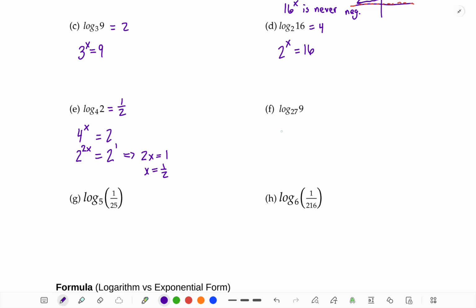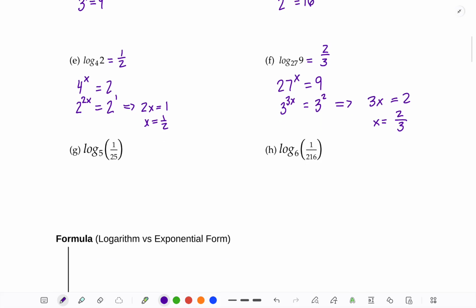Log base 27 of 9. That's 27 to the x power is equal to 9. This time, I can't just change the 27 because 27 and 9 can't be written the same. But I can change both of them because 27 is 3 cubed and 9 is 3 squared. So this implies 3x is equal to 2. Divide by 3 and we get x is equal to 2/3. So log base 27 of 9 is 2/3.